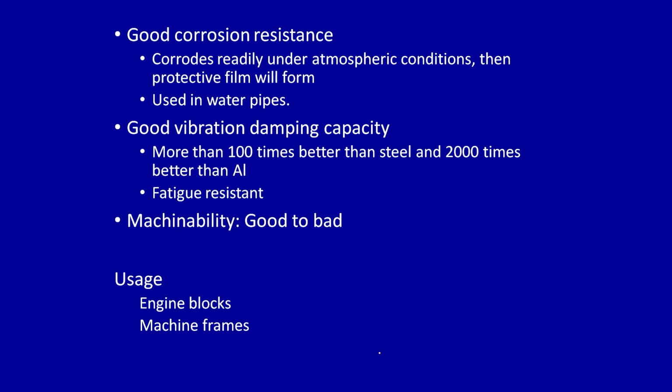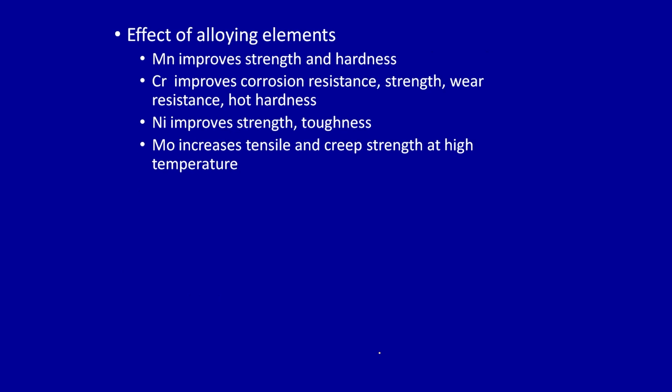Many of the frame structures are made of cast iron, whether it is a frame for machines or for other things, because it has very good resistance to vibration and high damping capacity. And what alloy elements do, like Mn, actually improves the strength and the hardness.